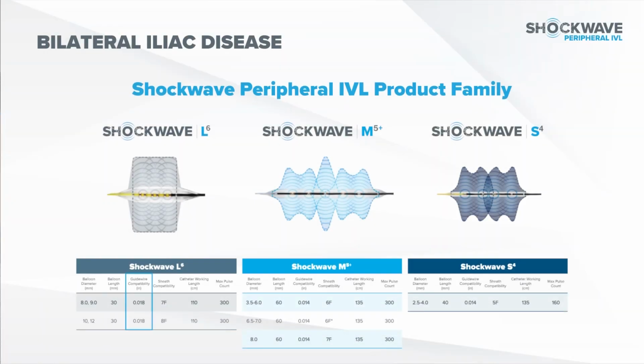Yeah, I think that the shockwave technology is really easy to deliver, even below the knee, but especially in the iliacs. You don't typically need to pre-dilate to deliver these technologies. One of the nice things about L6 is, compared to the other shockwave technologies, which are all 014 platforms, the L6 allows you to deliver it over an 018 platform. So you have a little bit more stability and rigidity that allows you to cross these tighter, even CTO type lesions.